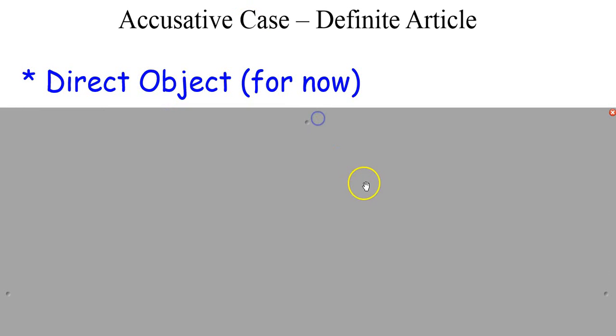The accusative case with the definite article. The accusative case in German. Right now, if this is your first lesson in the accusative case, we're only going to be focusing on the accusative case when it deals with the direct object. There are other examples of when the accusative case is used in German, but right now we're just going to talk about it as a direct object.